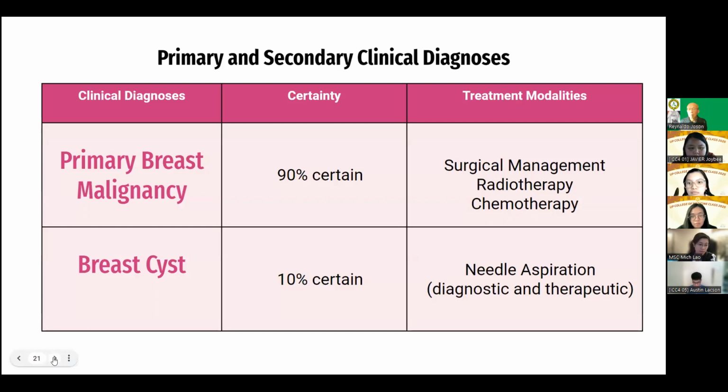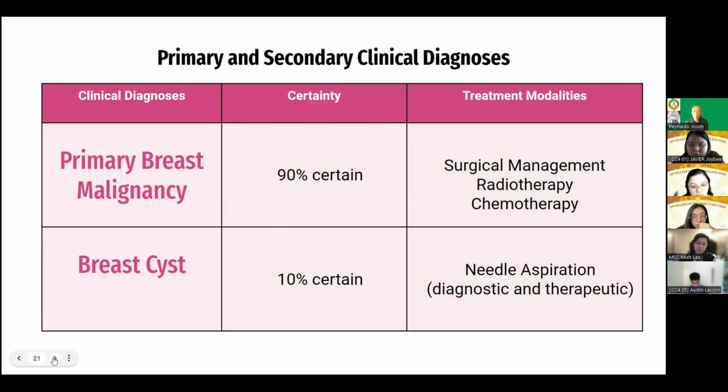For our paraclinical diagnostics, for our primary and secondary clinical diagnosis po, as mentioned by Janine and Rick po, we are highly considering a primary breast malignancy, 90% certainty. So we're quite certain that it is a primary breast malignancy given how the patient presented po. And the treatment modalities for that are surgical management, radiotherapy, and chemotherapy po.